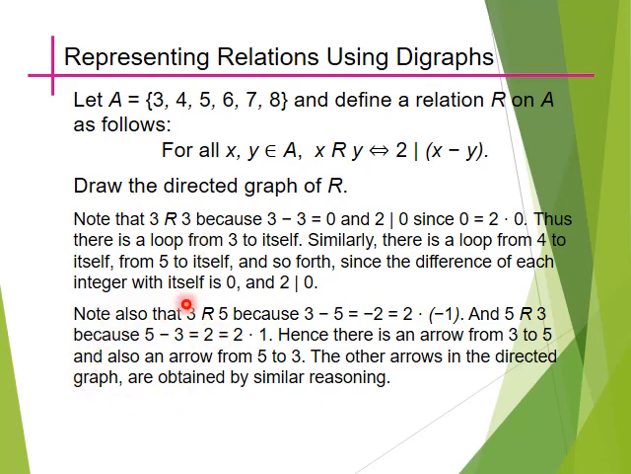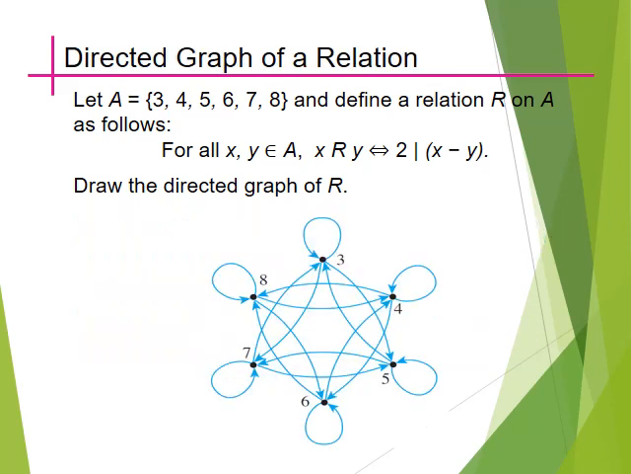Note also that 3 is related with 5 because 3 minus 5 is minus 2 and minus 2 is a multiple of 2. Yes, so minus 2 is divisible by 2. And 5 is related with 3 also because 5 minus 3 is 2 and 2 is also a multiple of 2. Hence there is an arrow from 3 to 5 and also an arrow from 5 to 3. The other arrows in the directed graph are obtained by similar reasoning.